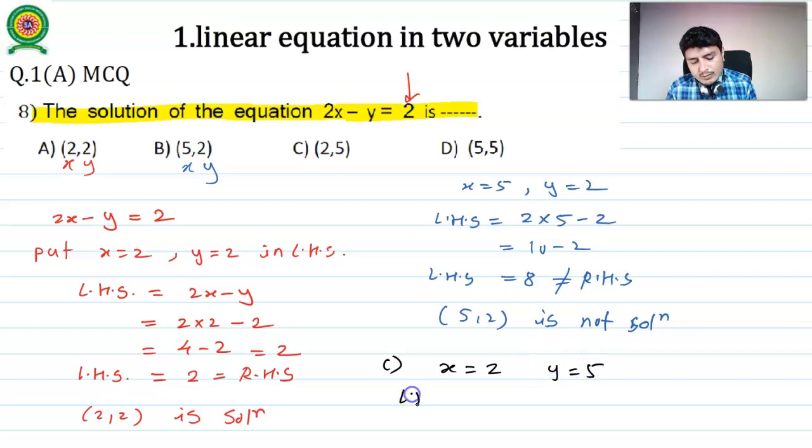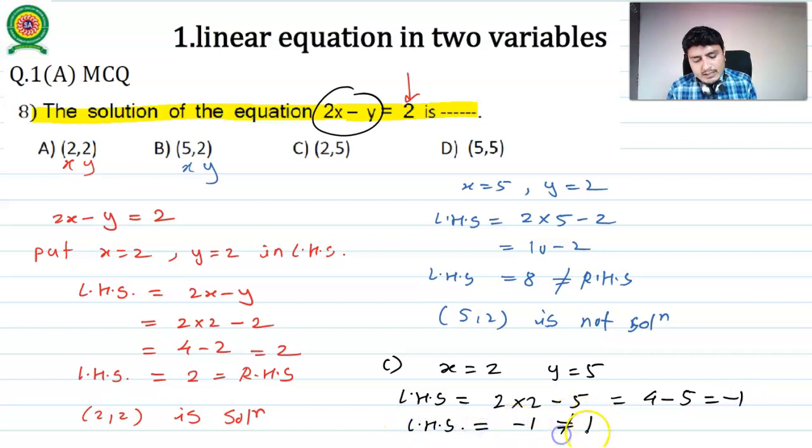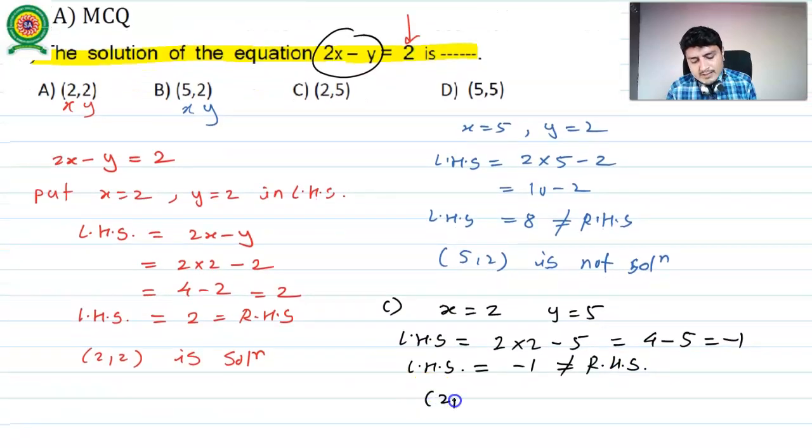So let's try to replace now x by 2 and y by 5 in the LHS of the given equation. So 2 into 2 minus 5: 2 twos are 4, 4 minus 5, we have minus 1. So after simplifying the LHS, we have minus 1, which is not equal to 2, our RHS. So we can say (2, 5) is not a solution of the given linear equation in two variables.